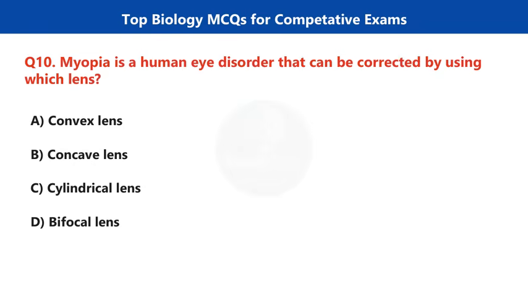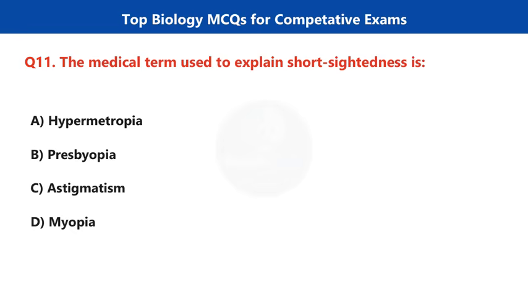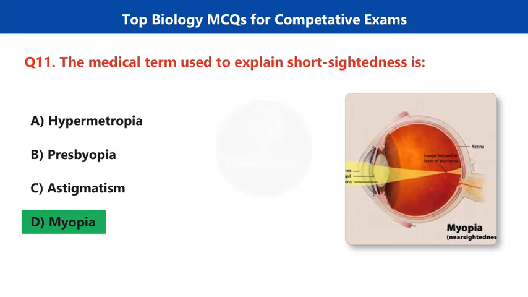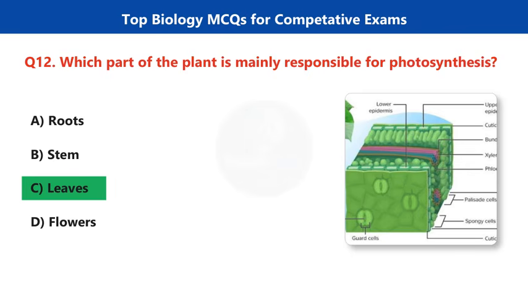Myopia is a human eye disorder that can be corrected by using which lens? Correct answer, concave lens. The medical term used to explain short-sightedness is? Correct answer, myopia. Which part of the plant is mainly responsible for photosynthesis? Correct answer, leaves.